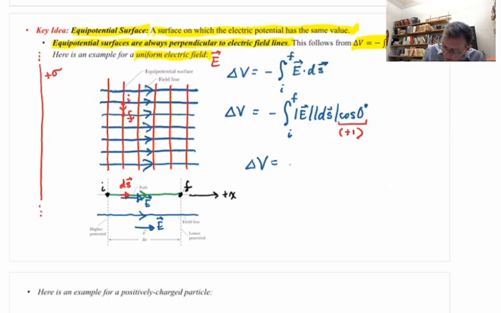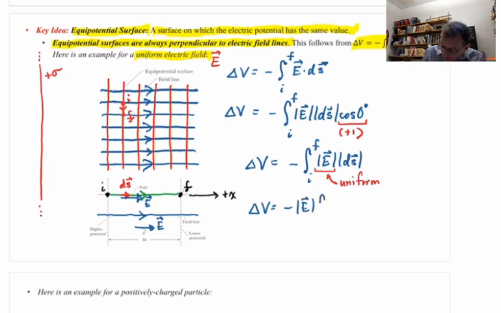So we have minus the integral from I to F of magnitude E, magnitude ds. Now, because the field is uniform, remember, you can bring the E out front. So let's do that. Delta V equals negative magnitude E, and then I'm left with an integral of a bunch of little ds magnitudes from the initial point to the final point. But that'll just be the total displacement from point I to point F.